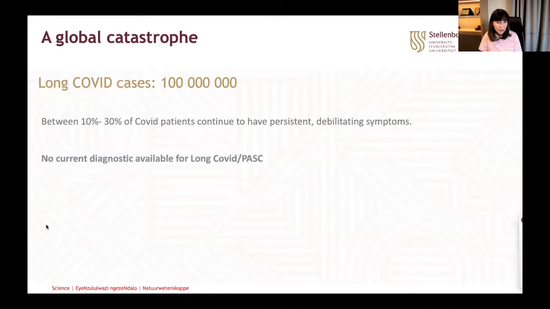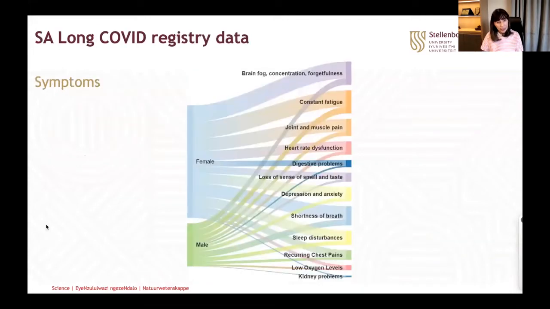These pathologies may be central in causing the widespread symptoms in these patients and may lead to tissue hypoxia. We initiated a South African long COVID registry in 2021. Here are some of the symptoms noted in long COVID patients, and this is very similar to what has been found in the rest of the world.